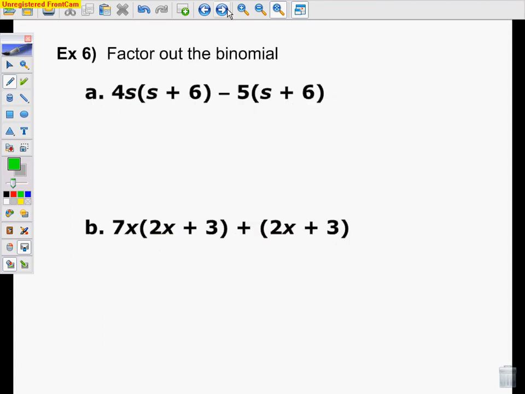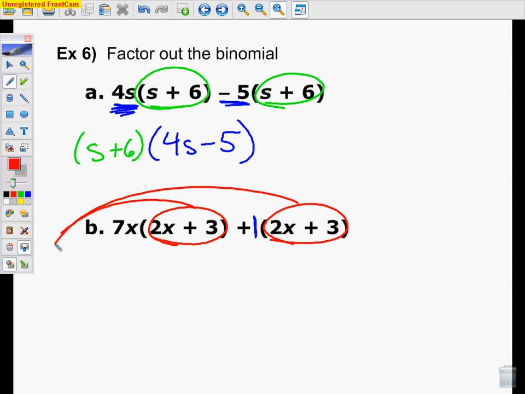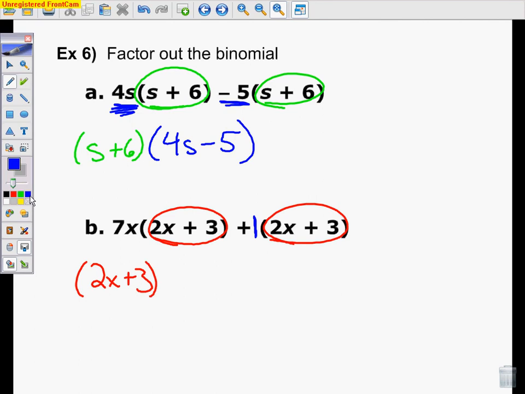All right, let's try a couple more. Here, again, we have s plus 6 and an s plus 6. We're going to factor those out. So when we factor that out, you're going to have s plus 6 on the outside. And on the inside, we'll have 4s minus 5. That's what's left over, 4s minus 5. So there's our answer. And again, in this problem, I would put the 1 in there. And then we're going to factor out these 2x plus 3's. So we'll take out that 2x plus 3. And what's left is this 7x plus 1.